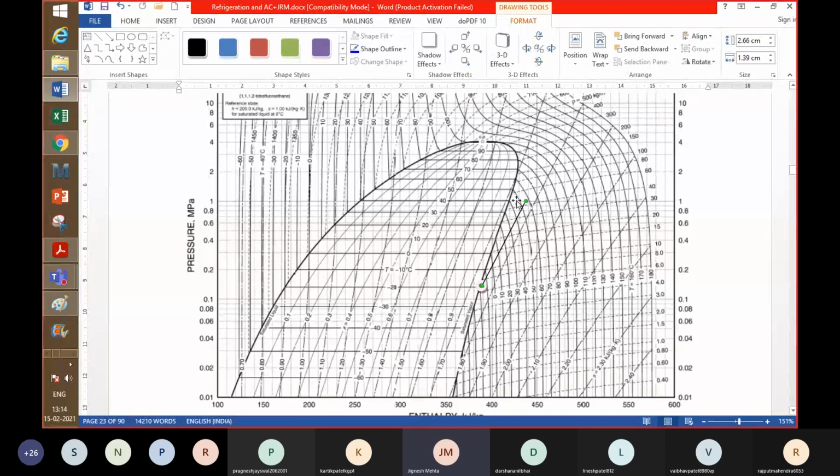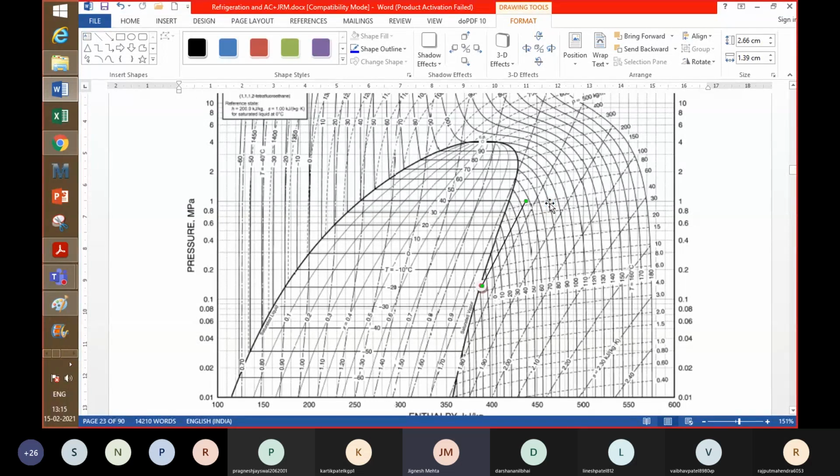Now where are you going to stop? You can go along this line to a long distance, but where are you going to stop? You are going to stop at the condenser pressure, right? At condenser pressure, not at condenser temperature.